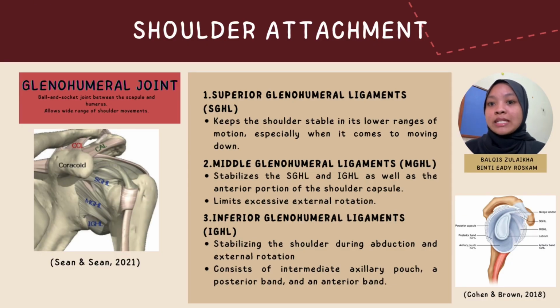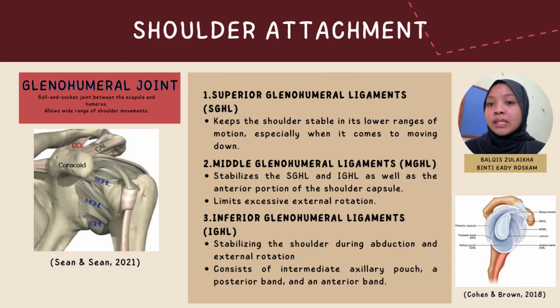There are mainly three ligaments involved in the glenohumeral joint. The first one is the superior glenohumeral ligament or SGHL, followed by the middle glenohumeral ligament, which is MGHL, and lastly the inferior glenohumeral ligament, which is IGHL. The superior glenohumeral ligament, SGHL, plays an important role in keeping the shoulder stable in its lower ranges of motion, especially when moving down.